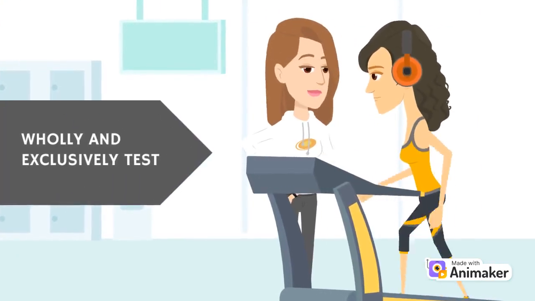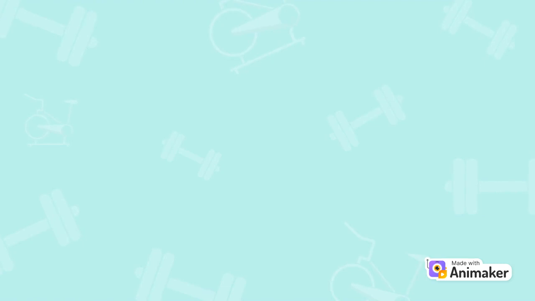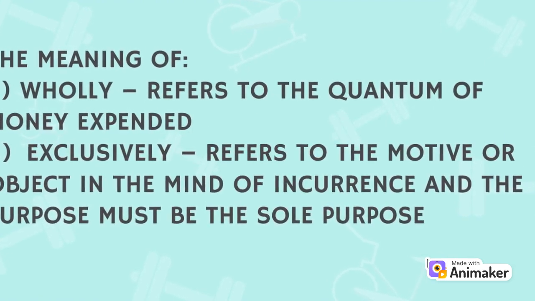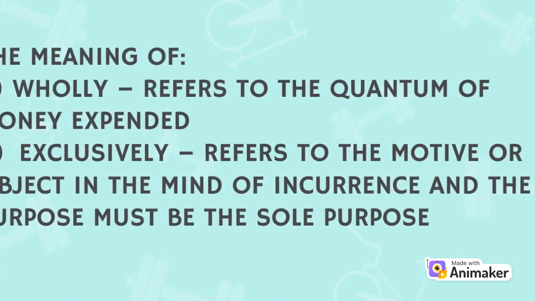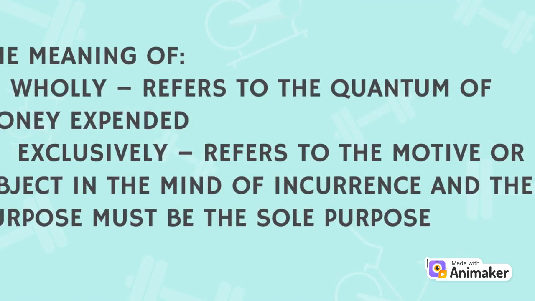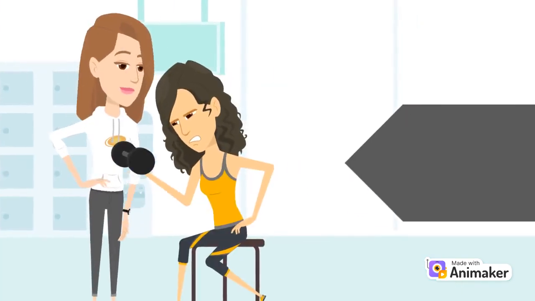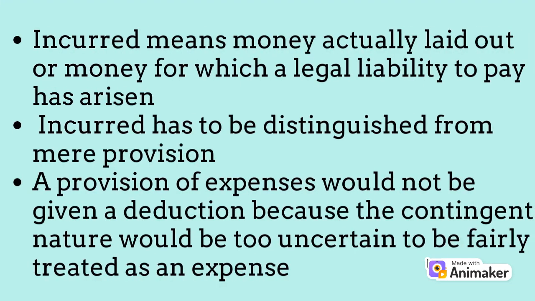Wholly and exclusively test. The meaning of: 1. Wholly refers to the quantum of money expended. 2. Exclusively refers to the motive or object in the mind of the person incurring it, and the purpose must be the sole purpose. Incurred. Incurred means money actually laid out or money for which a legal liability to pay has arisen.